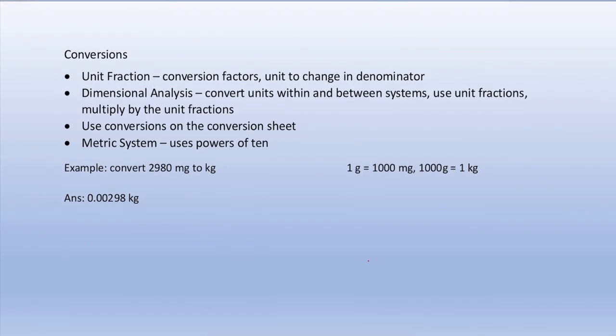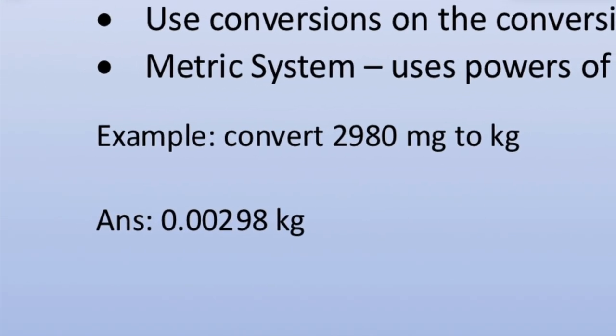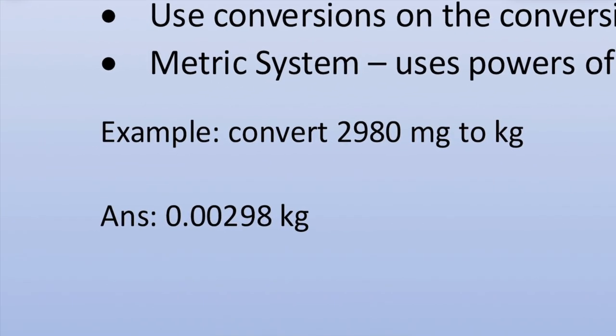Now, you are going to need to be able to convert between different types of units. So make sure you understand how to convert your units, write them in your conversion charts. First example we're going to look at is metrics, which uses powers of 10. I'm going to show you how to do this problem in two different ways. So our example is to convert 2,980 milligrams to kilograms.